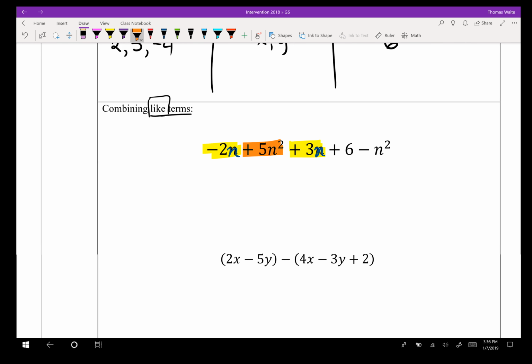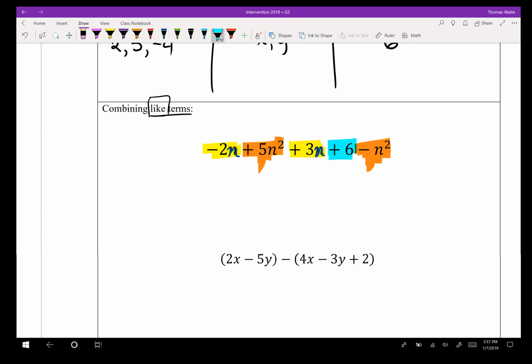They are unlike another set of terms, which is 5n squared. n squared is like negative n squared over here. Those two terms are like because they both are n squared. So the same type of thing. In this one here, there's 5 n squareds. Over here, there's a negative n squared. So they are like terms because they're both n squareds. And then lastly, we have our constant, which is just 6.